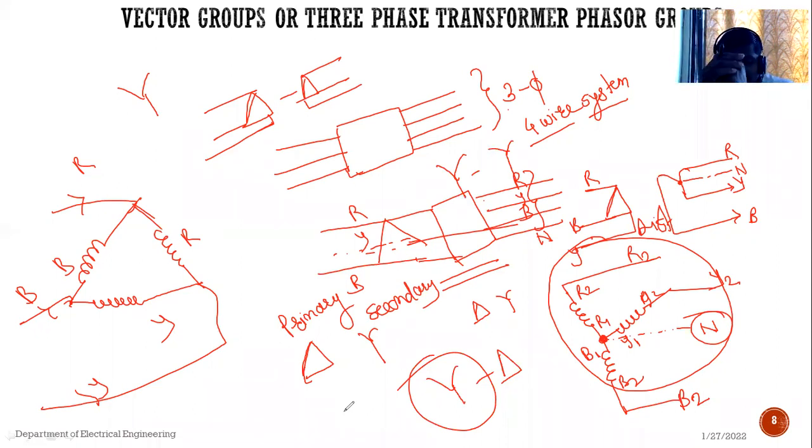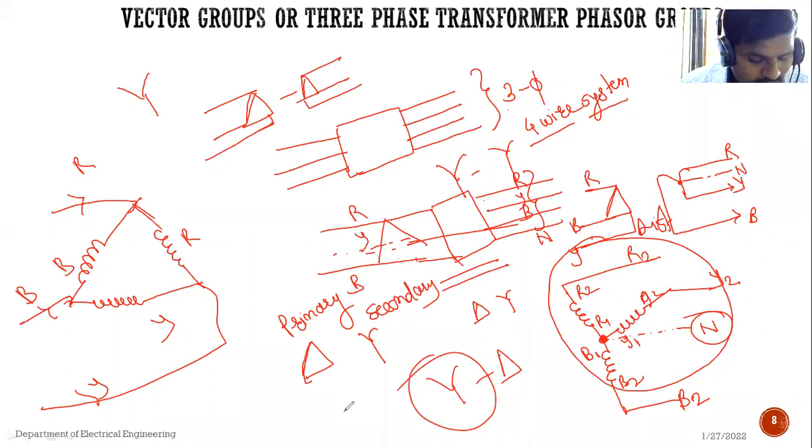Okay, so see, there are different types of connection. The transformer can be connected in different ways, like delta delta, delta star, star star, or star delta. Again, there are other advanced connections like star zigzag star, star zigzag delta, or delta zigzag star. So these are the different types of connection.